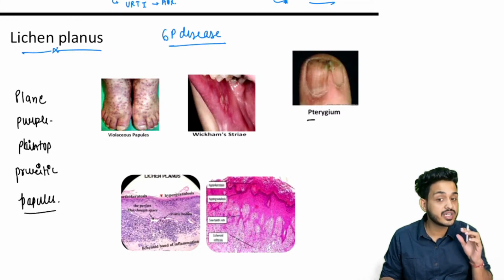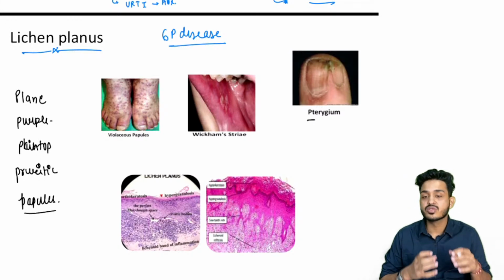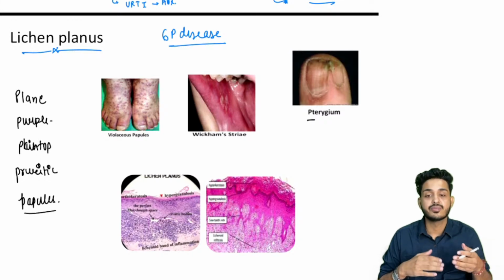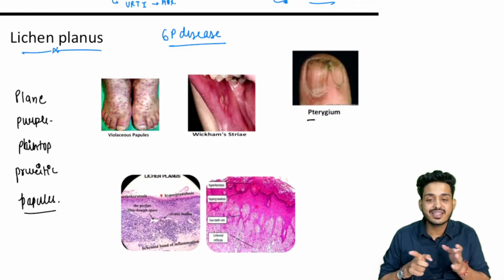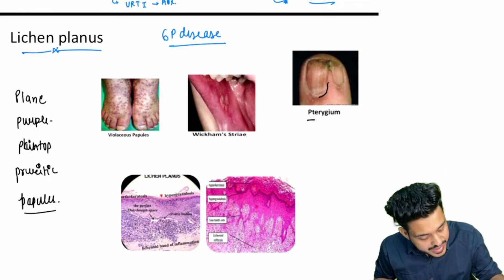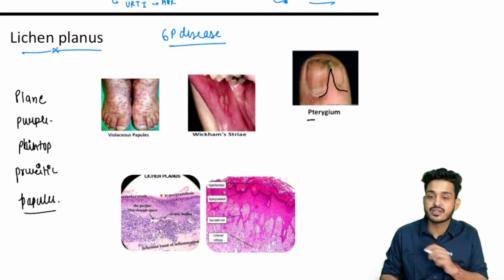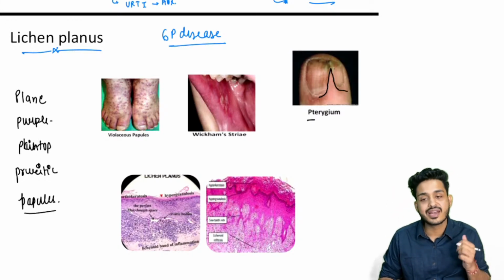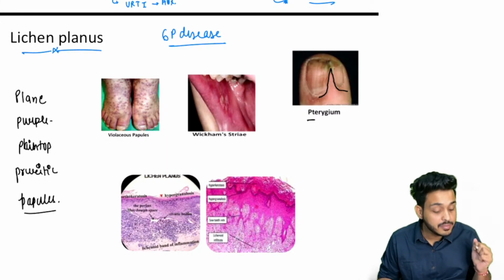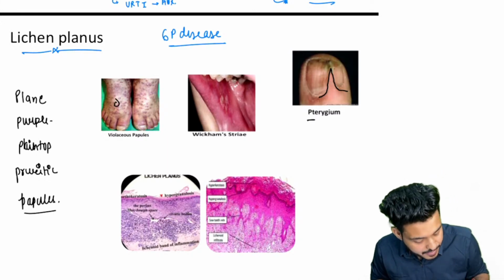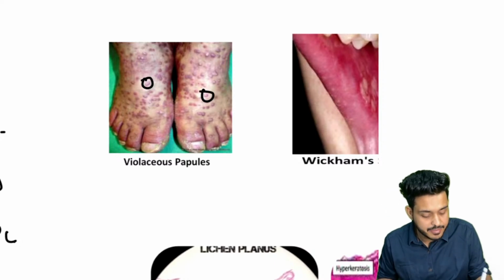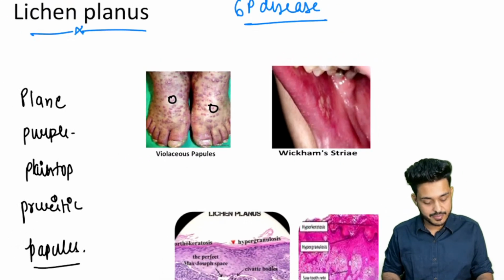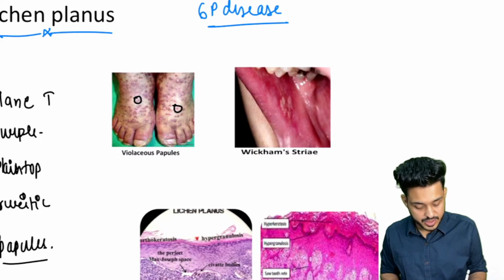Okay, pterygium, I have already told you, in lichen planus the most characteristic finding would be pterygium. Okay, and pterygium is nothing but your proximal nail fold bisecting the nail into two parts. This is your proximal nail fold, and this is bisecting the nail into two parts. So that is your pterygium, and it is a characteristic finding of lichen planus. Okay, and these are your plain purple polygonal pruritic papules. ठीक है, ये plain top होते हैं.